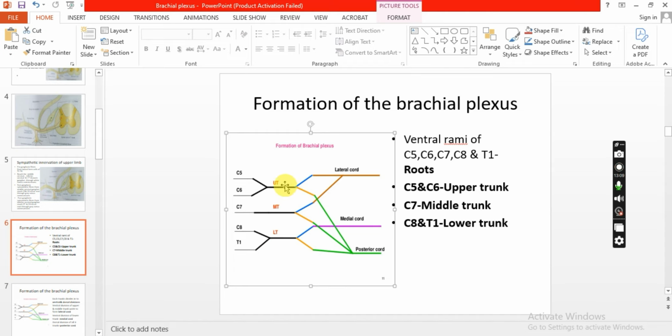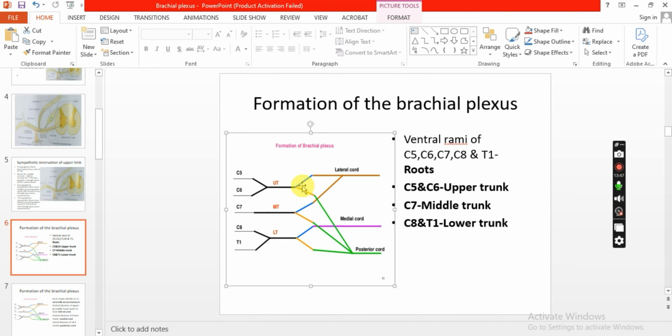Now each of these, the upper trunk, middle trunk and lower trunk, divides into a ventral and a dorsal division. This is the ventral division and the dorsal division, in each trunk. These divisions are located behind the clavicle.